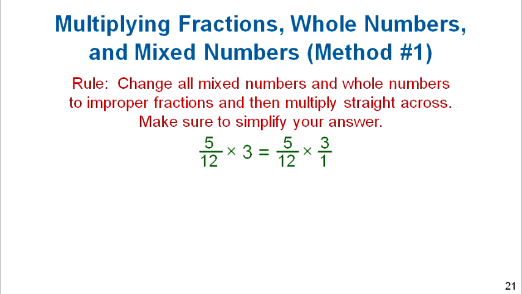Now let's look at another example. If we want to use the method that I'm calling method number 1 to multiply 5/12 times 3, we must begin by changing the 3 into an improper fraction. Note that 3 is equal to 3/1. Next, we can multiply straight across. Note that 5 times 3 is equal to 15, and that 12 times 1 is equal to 12. Finally, we must simplify our answer.